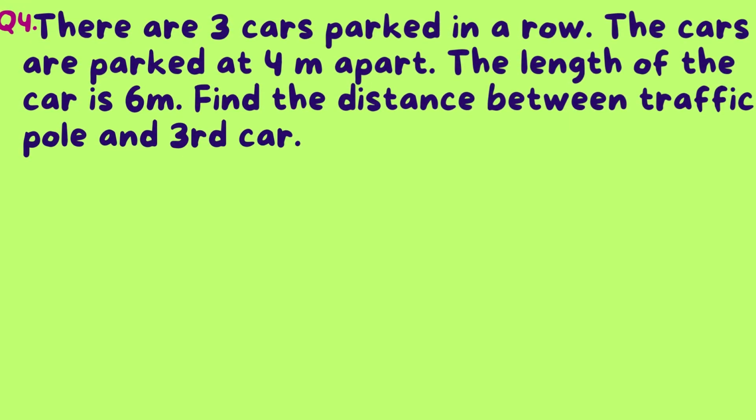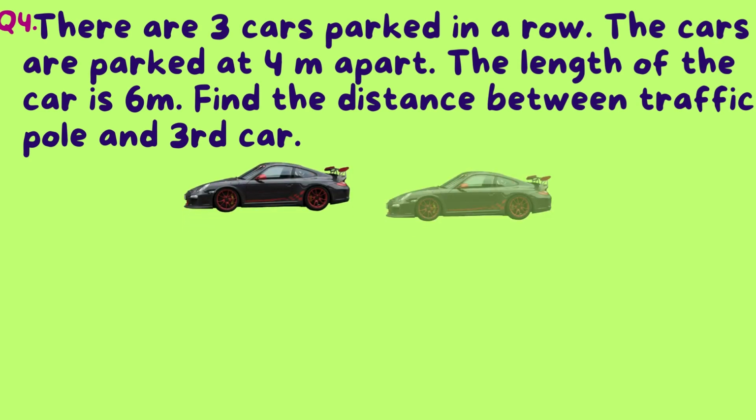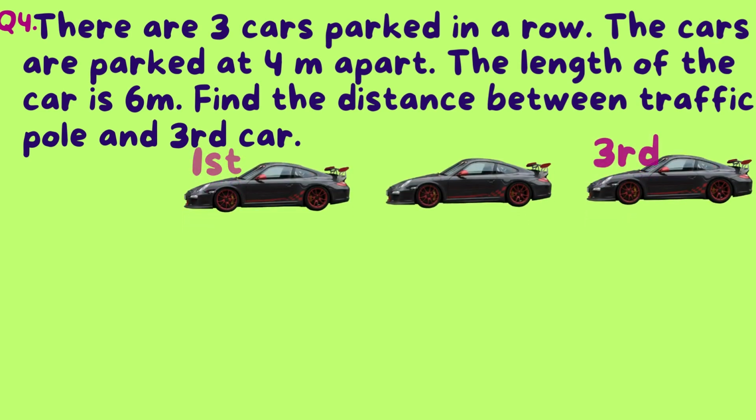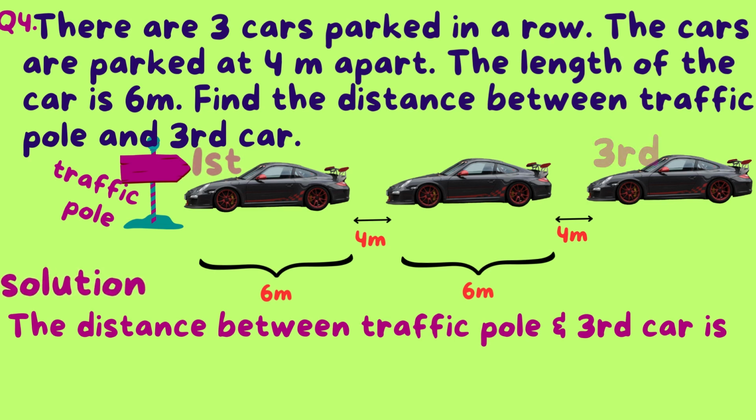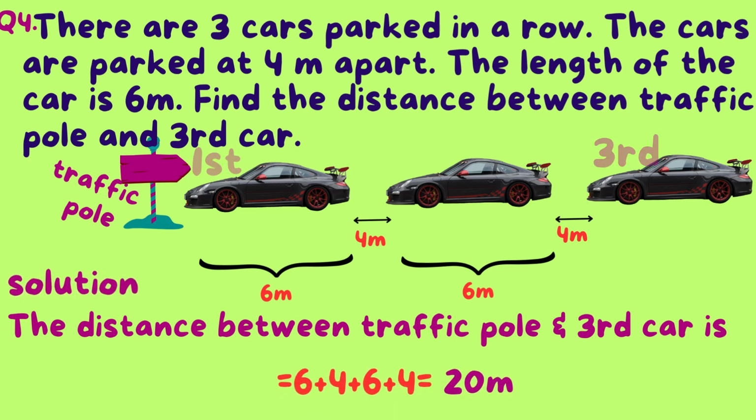We will try one more question. There are 3 cars parked in a row. The cars are parked at 4 meters apart. The length of the car is 6 meters. We have to find the distance between traffic pole and the third car. The distance between the traffic pole and the third car is, it is very simple. Looking at the diagram, 6 plus 4 plus 6 plus 4 will give us 20 meters. So, the distance between the traffic pole and the third car is 20 meters.